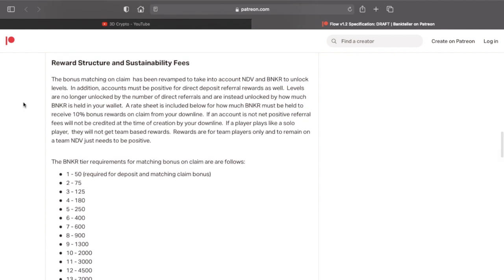Then we've got the reward structure, which has been changed. Before, if you had directs, you'd get 30% of them, and then you would have a matching bonus for teams under you. It would decrease, going from 30 to 10% to 5% and so on and so forth. Now that's all been changed.